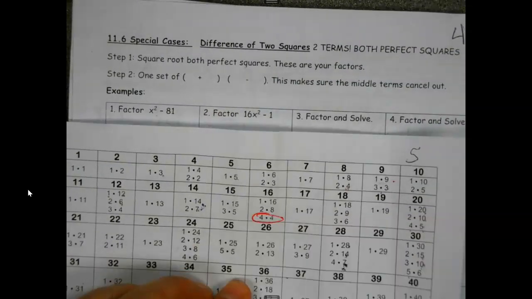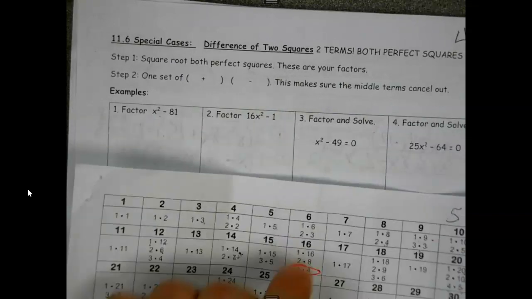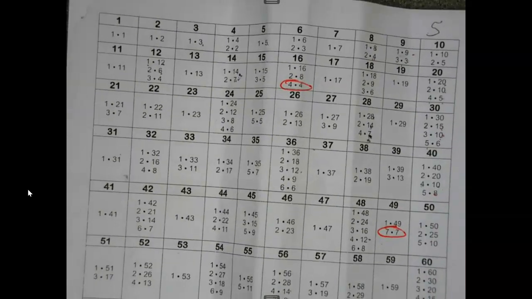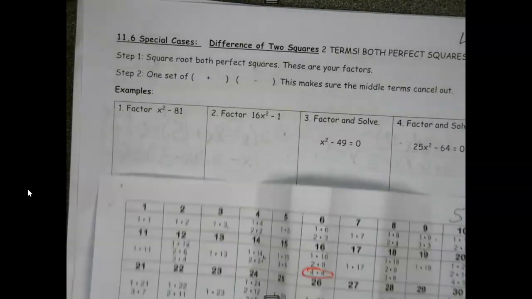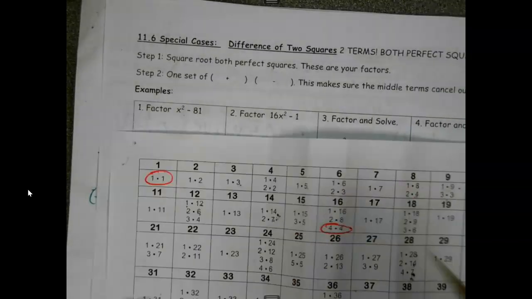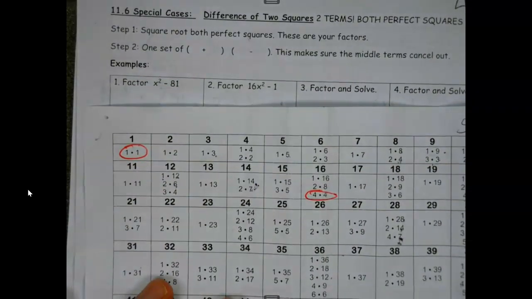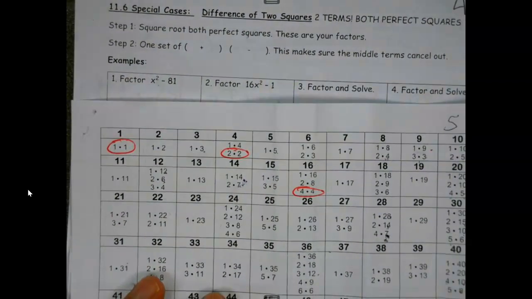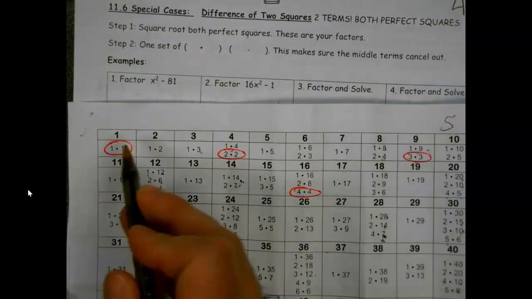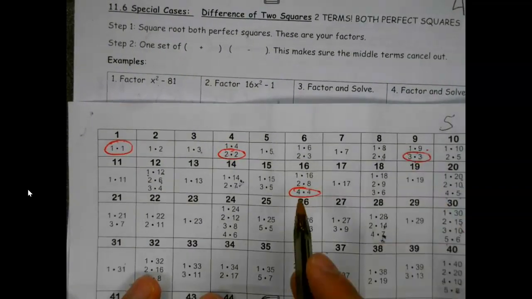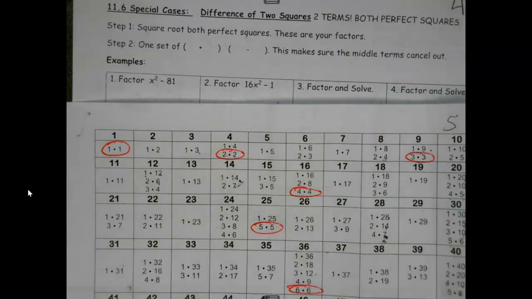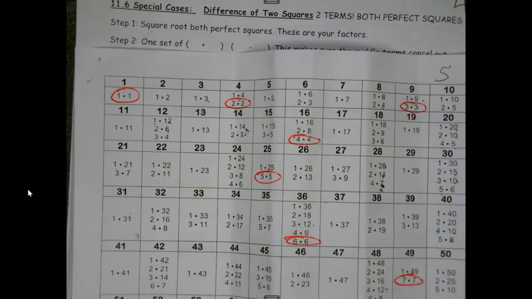Or if I go to the chart, 16, I find the same number, 4 and 4. 49, 7 and 7. Now I'm actually going to circle all of them on my sheet so it's easy to find them. Any box that you have that's a perfect square is going to have a pair where the numbers are the same. So 1, 4, 9, 16, 25. All we're looking for are boxes that have that.